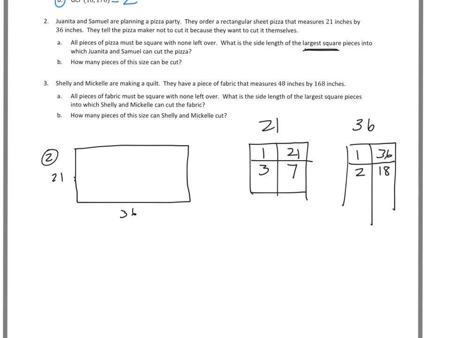2 and 18. 3 and 12. And this is why I left these open so I could extend them. 4 and 9. 5 can't go into it, but 6 can. 6 and 6. And that's it. So now I have to look through these and see what's the greatest one that they share. The greatest number that is in both this side and this side. And I see they share 1, but they also share 3. So 1 was shared, but 3 is the greatest common factor.